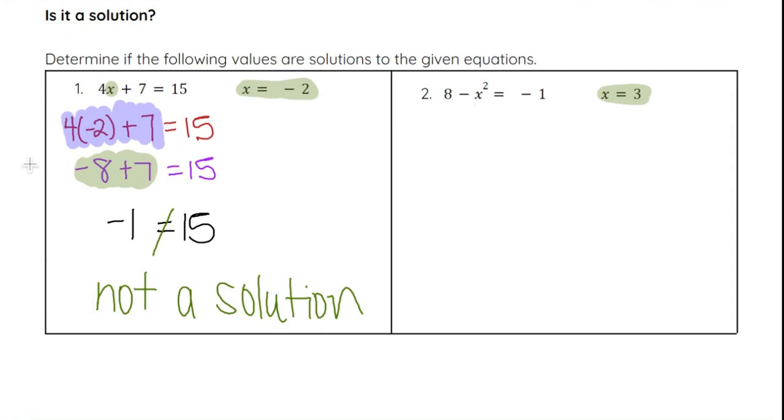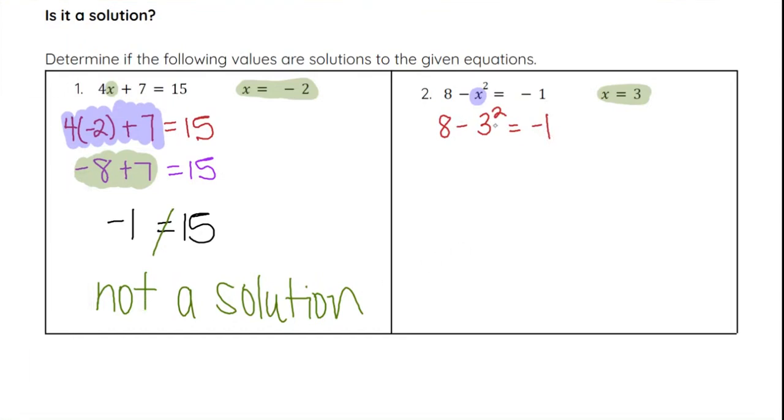Now on example 2 here, we have a similar setup, but this time we have an x squared in the problem. So we have 8 minus x squared equals -1, and we are trying to see if 3 is a solution to this equation. So if I plug in 3 into that x, we have 8 minus 3 squared equals -1.